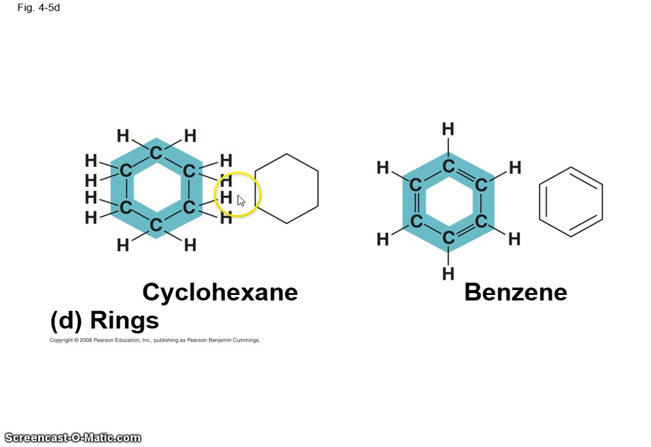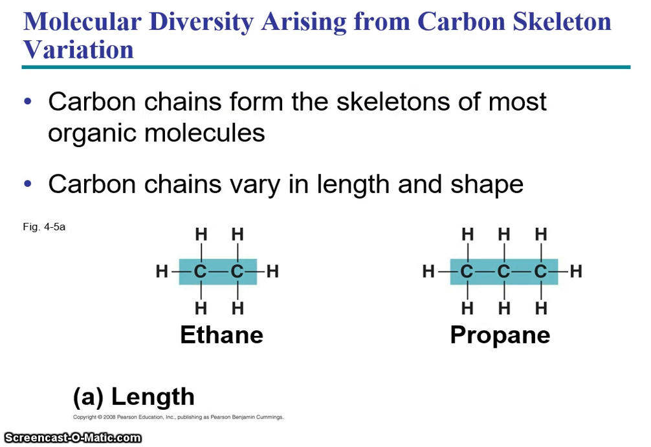This ring, cyclohexane, has single bonds between the carbons. Benzene, this particular ring, has double bonds between the carbons. So as you can see, even though we still have a very similar number of carbons here, they can make two totally different structures based on the single bonds or the double bonds. So that's A, B, C, D. Those are the different ways that molecular diversity can arise by carbon.